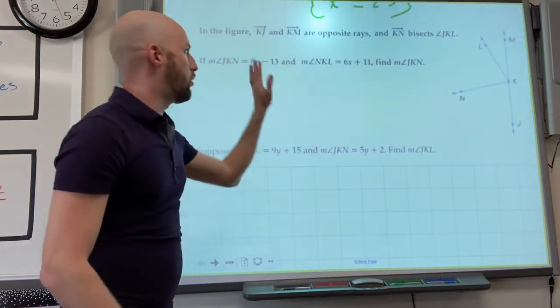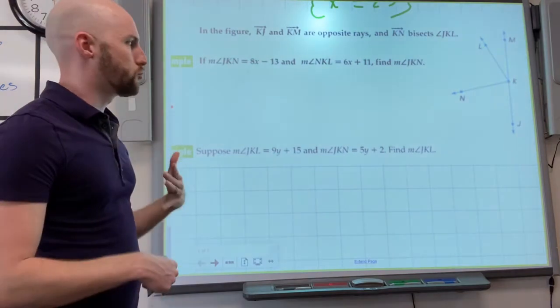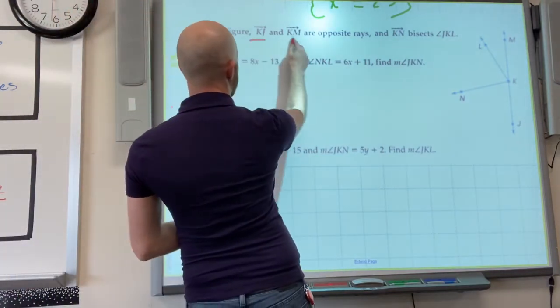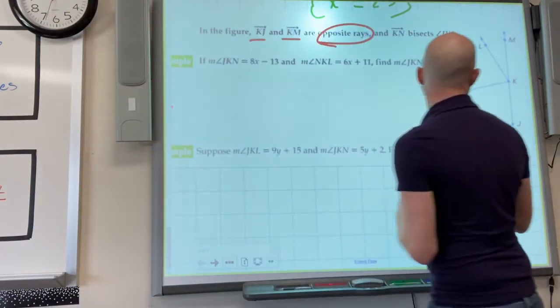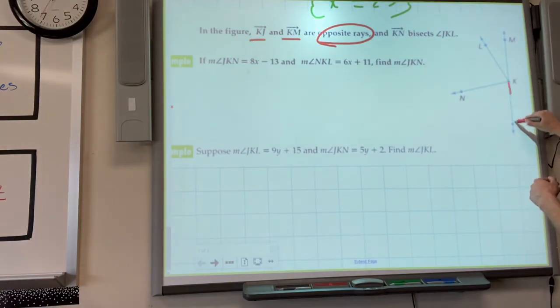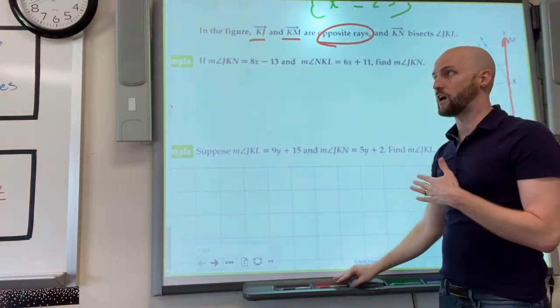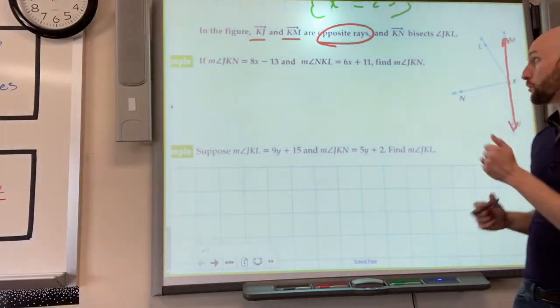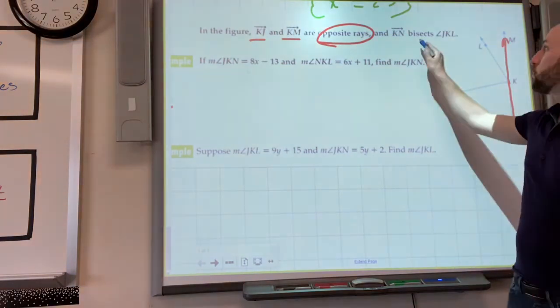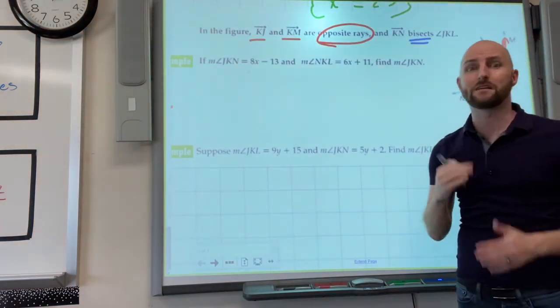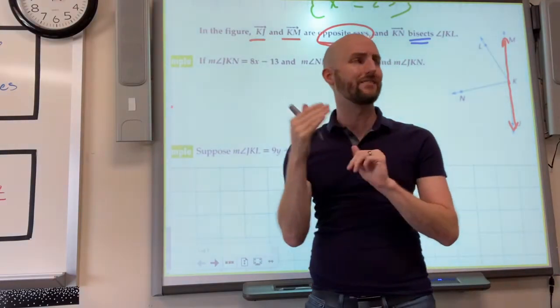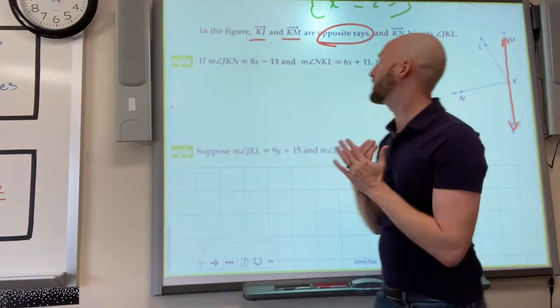I'll just basically work out one of these because it's kind of just doing the same problem twice. It mentions that KJ and KM are opposite rays, so they are confirming that K to J and K to M definitely make a straight line, and that's 180 degrees total, and that they're not just looking like it. They are confirming for you that they are. This word bisect, anytime you see bisect, it means something's cut in half.